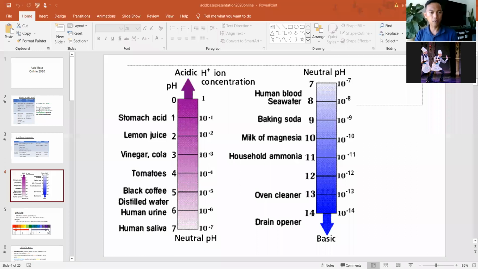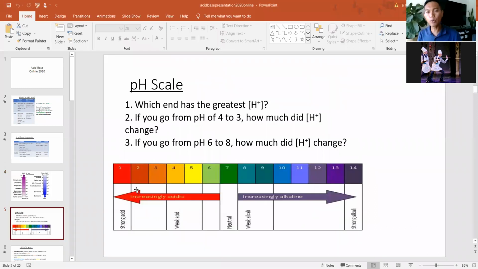In the next slide, we have the same range, but now we have the colors. In the demo I showed you earlier, I did an experiment using our universal indicator. One of the containers had water in it, so that container falls within this range, perhaps between 6 and 7. It might not be perfectly at 7 because it was not pure water. There were other things in there. The other container had hydrochloric acid, which is one of the stronger acids that we use in our class. So it falls in this range.